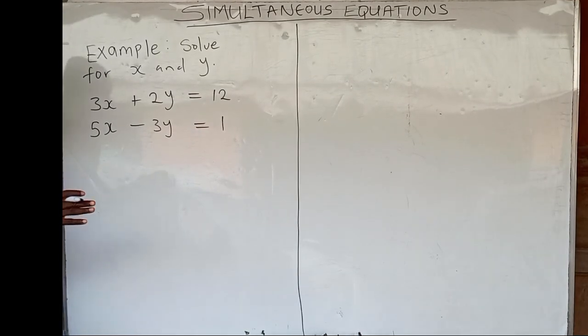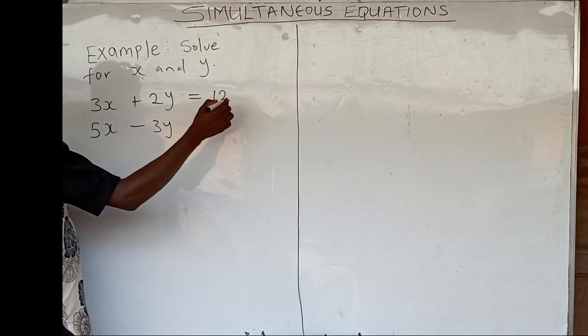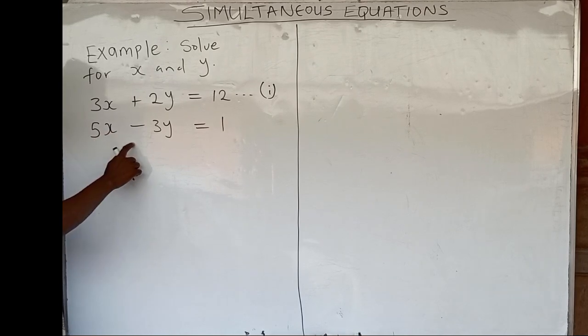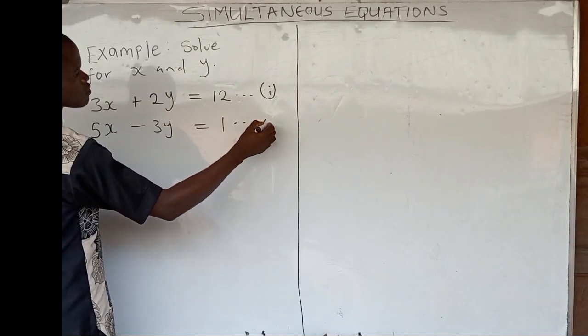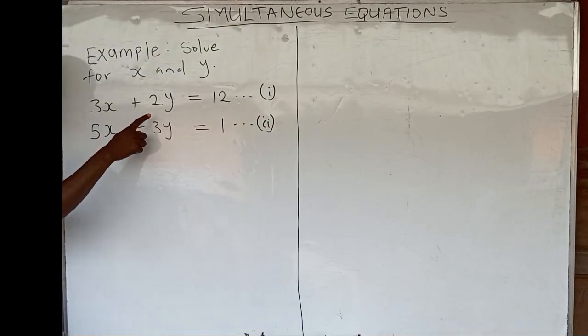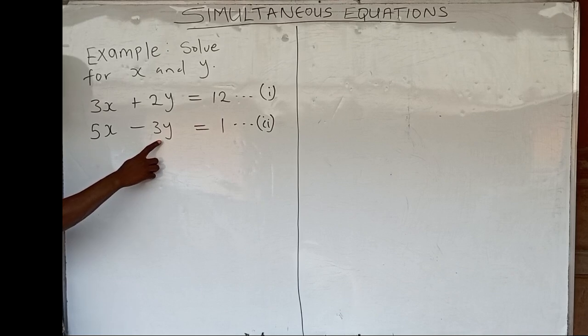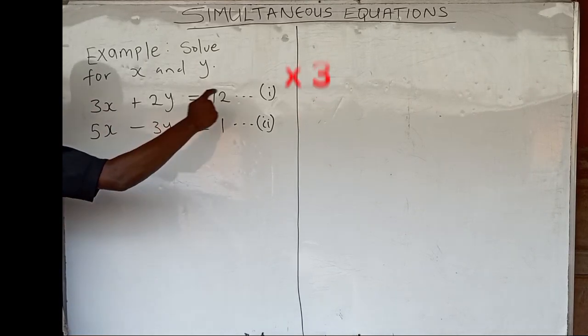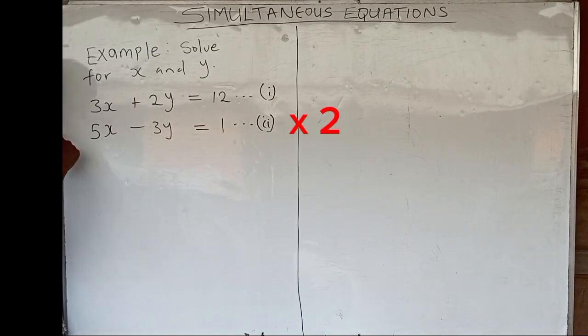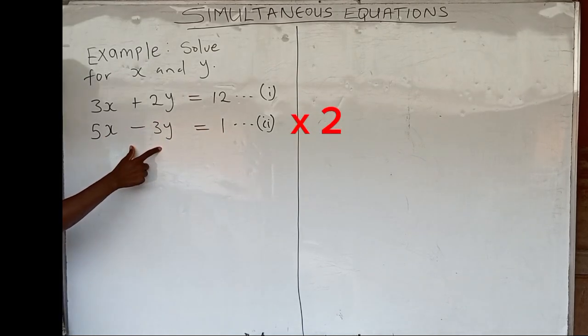The first thing to do is to name the first equation, equation 1, and name the second equation, equation 2. Since the coefficient of y in equation 1 is 2 and the coefficient of y in equation 2 is 3, I'm going to use this 3 to multiply everything in equation 1, and I'm going to use this 2 to multiply everything in equation 2.